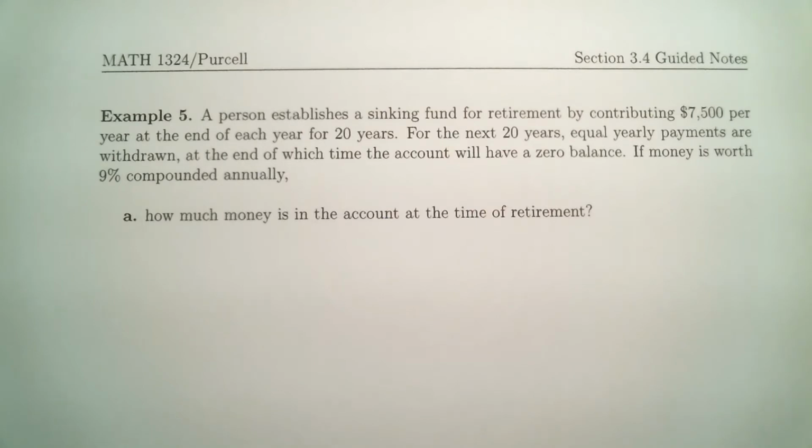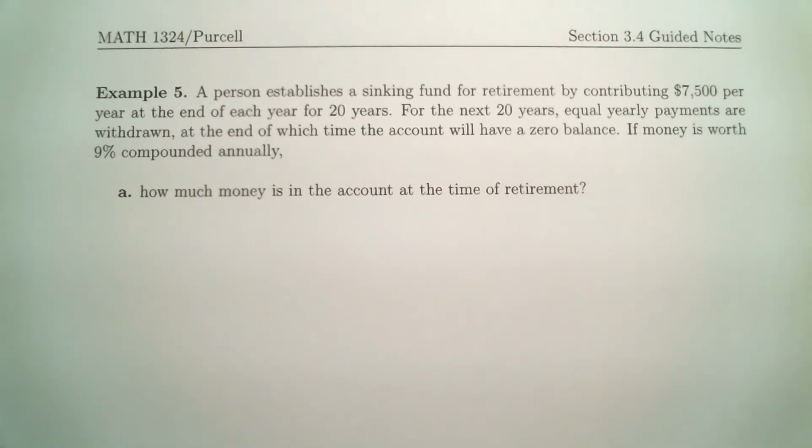If money is worth 9% compounded annually, how much money is in the account at the time of retirement? And then in part B, what yearly payments will the person receive for the last 20 years?